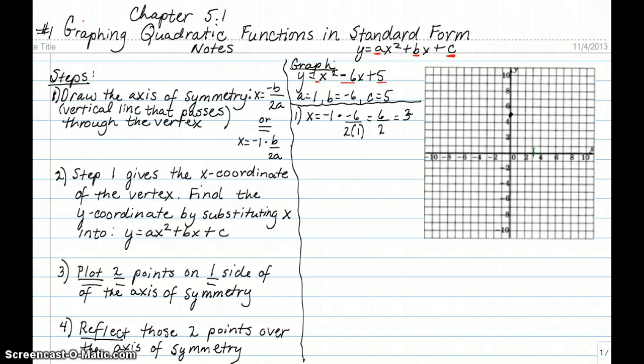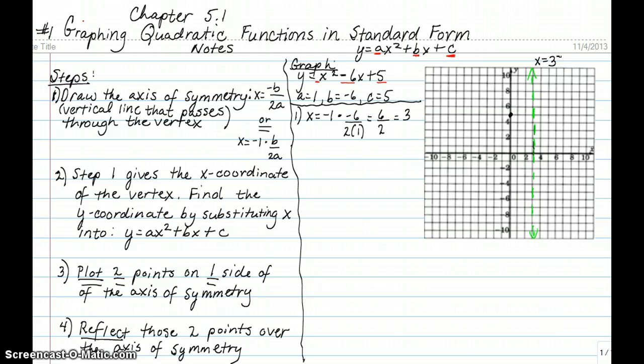axis of symmetry. X equations always go across the x-axis. Let's go ahead and use a different color, something bright. Here's 3. I make it a broken line because it's imaginary. And that is x equals 3. That's the equation right there.